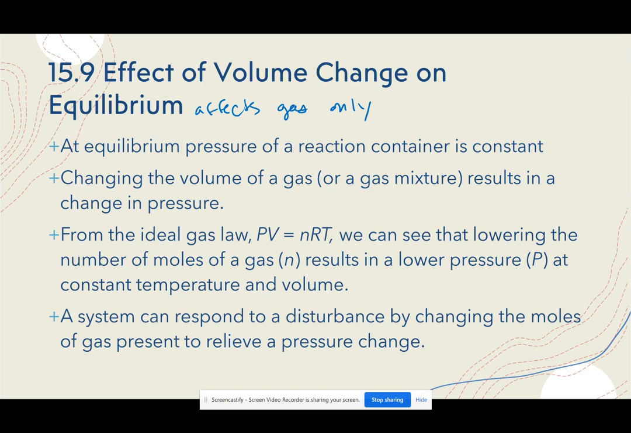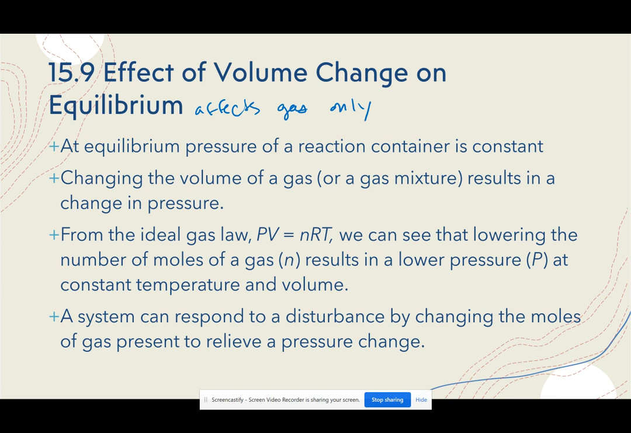It's only going to affect gases because gases are the only thing whose volume can change. So at equilibrium, again, we have a constant concentration and constant amount of reactants and products, which means we also have a constant pressure, because pressure of gases is directly related to amount of gas. As amount of gas goes up, pressure goes up. So at equilibrium, pressure is also constant.